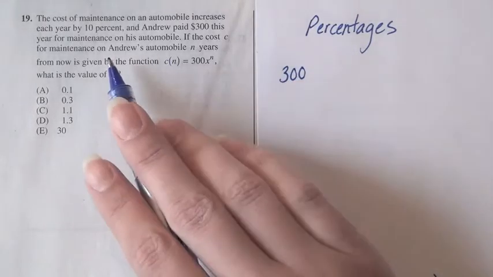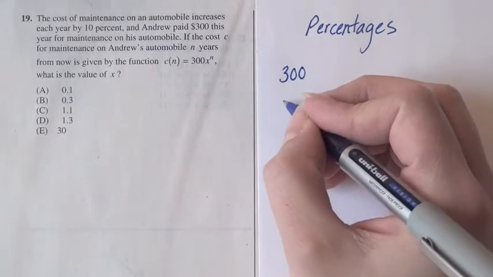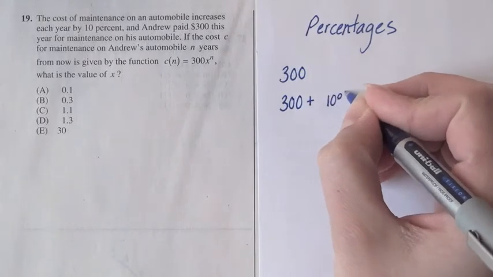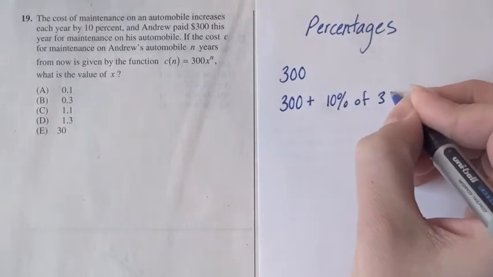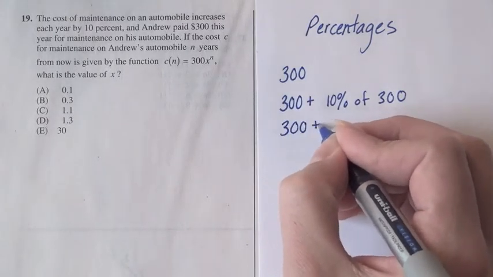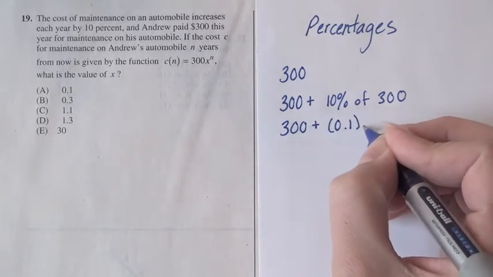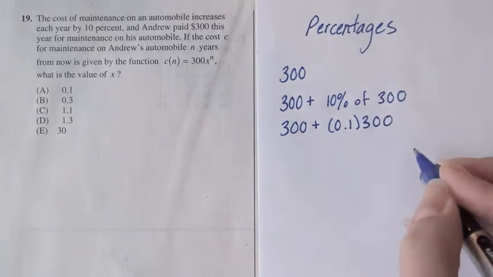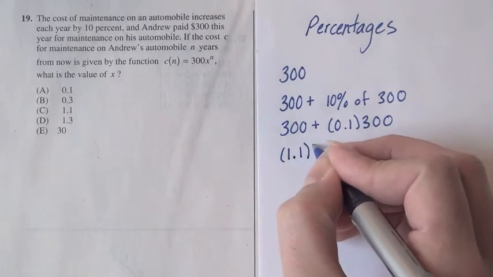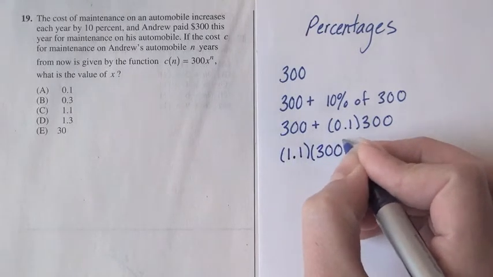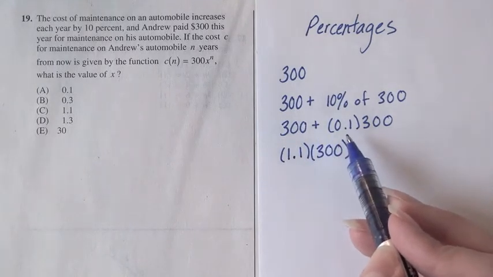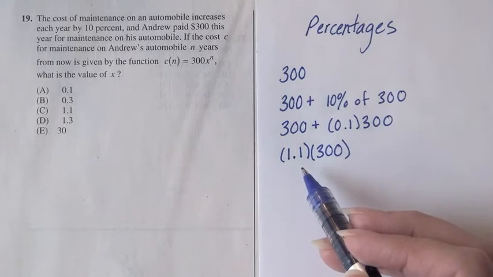Well, it's going to increase by 10%. So he'll pay $300 plus 10% of 300. A better way to write that is 300 plus 0.1 times 300. And an even simpler way to write that is 1.1 times 300, where I've just pulled a 300 out of each of these, which leaves behind a 1 here and a 0.1 here. That's where the 1.1 comes from.